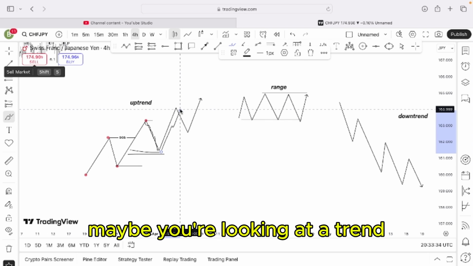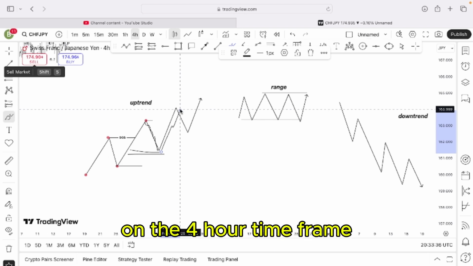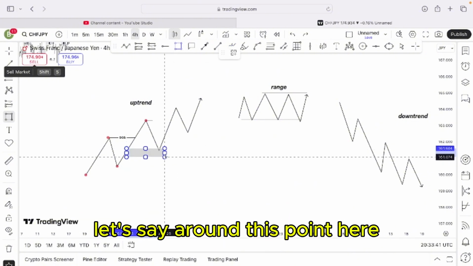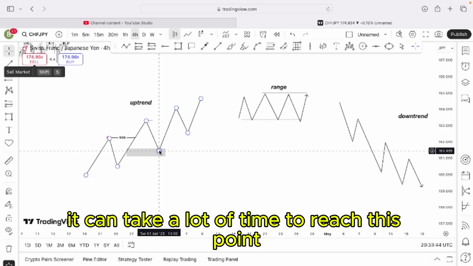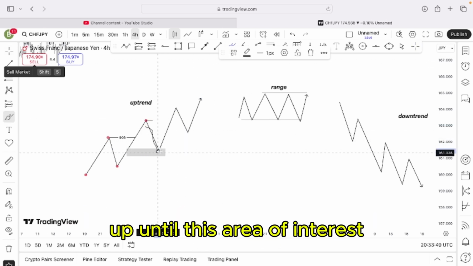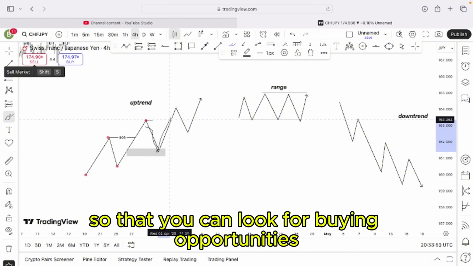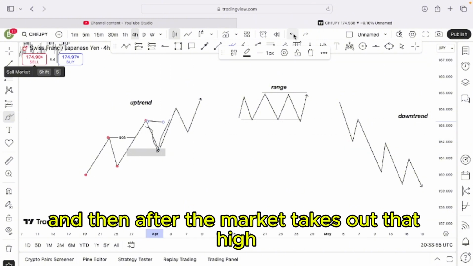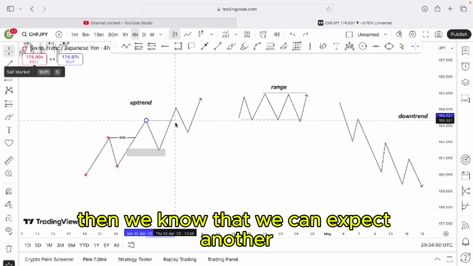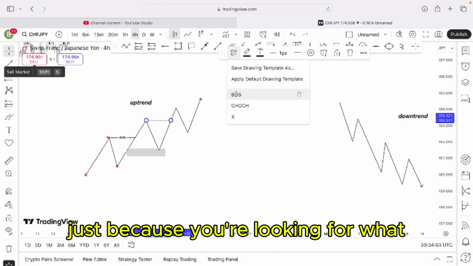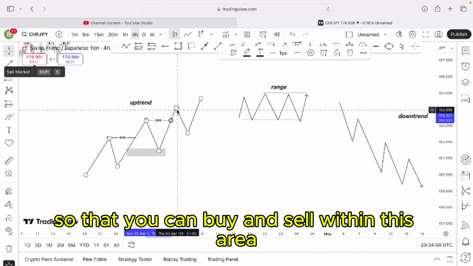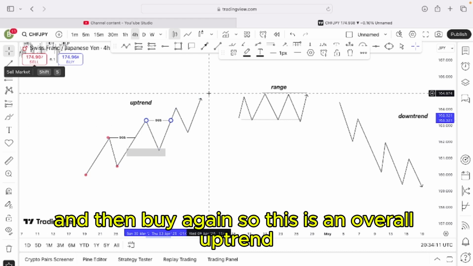For example, let's say you're looking at a trend on the 4-hour time frame. The market can take a lot of time to reach this area of interest, let's say around this point here. It can take a lot of time to reach this point, so rather you take selling opportunities around this point up until this area of interest, so that you can look for buying opportunities to take out this high. And then after the market takes out that high, we know that we can expect another selling opportunity, because you're looking for a sell at the top of the structure to reach the bottom of the structure, so that you can buy and sell within this area and then buy again.